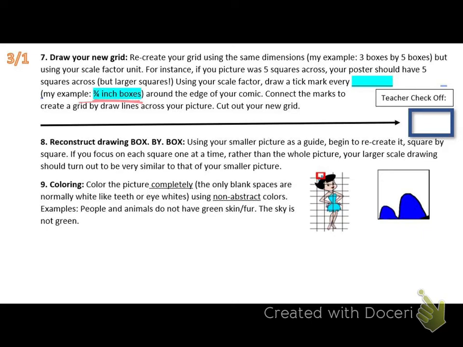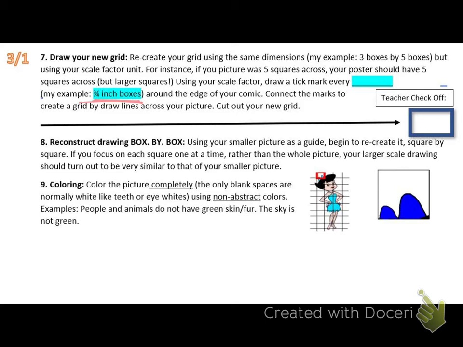So 3/4 of an inch, put a tick mark. 3/4 of an inch, tick mark. 3/4 of an inch, all the way around. I make a new grid, and it would look like this. Okay? Once I have connected all of it, right?